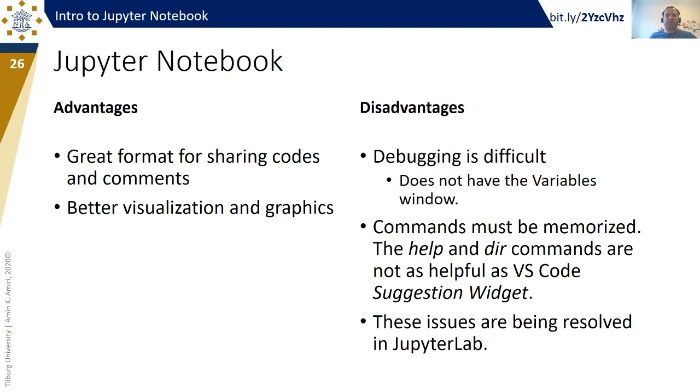So if I want to compare Jupyter Notebook with Visual Studio Code, you see it has a great format for sharing code and commands. It's more beautiful. It has better visualization and graphics if you need them. But for new students, or even professional programmers, debugging is difficult. It doesn't have the variable window. Commands must be almost memorized. The help and dir commands are not as helpful as VS Code's suggestion widget. But these issues are being resolved in Jupyter Lab, not Jupyter Notebook.